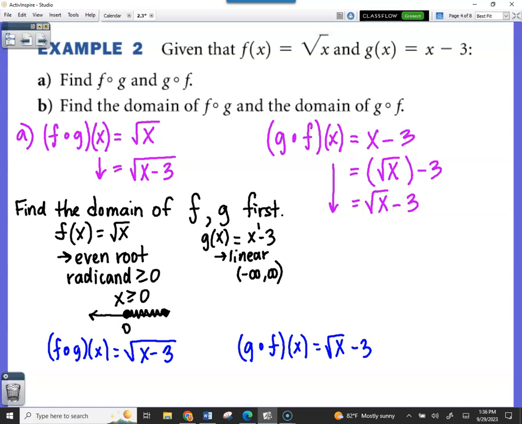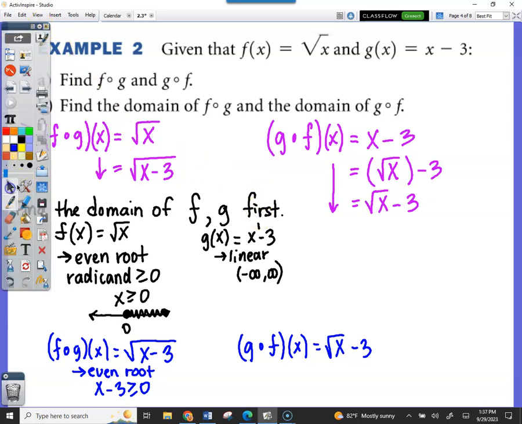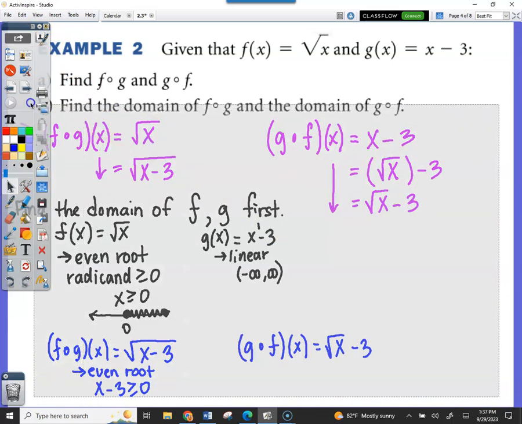What is the domain? You're going to find the domain 4 times. You've got to find it with them individually. Now you've got to state it with them composed. What's the domain here? Well, it's an even root. So that means I do what with it? Set it greater than or equal to 0 and solve. And when I do that, I get x is greater than or equal to 3.